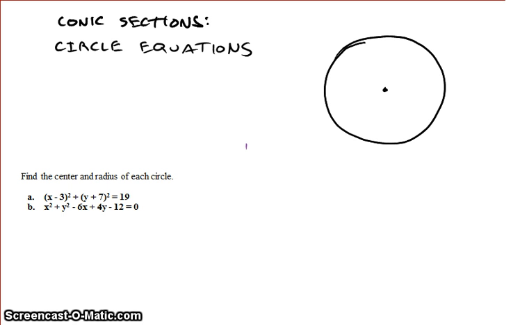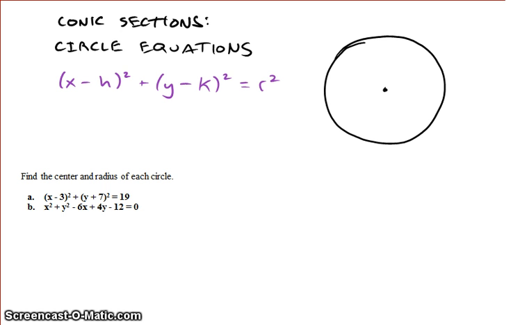We learned in the last video that all circles can be defined with a general equation, x minus h squared plus y minus k squared equals r squared. This formula looks very much like the distance formula and comes directly from the Pythagorean theorem.